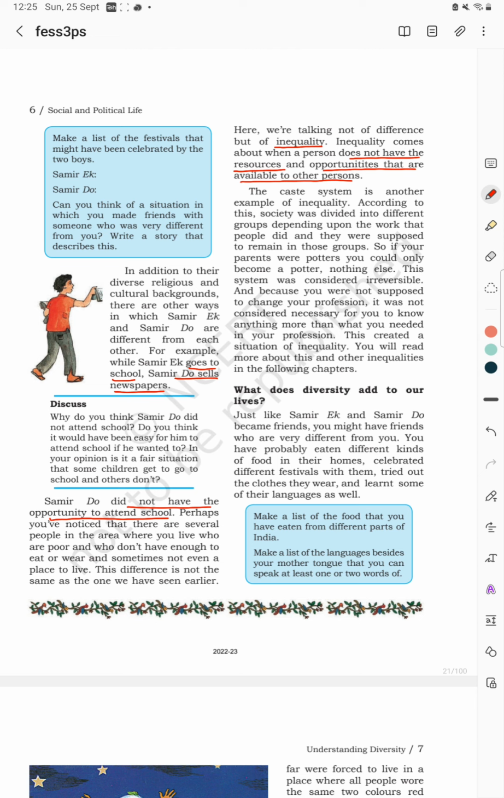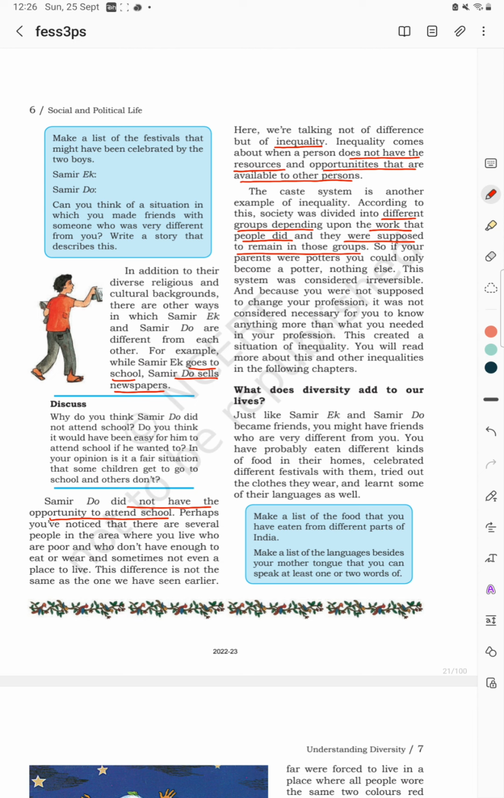So another example of inequality is the caste system. According to our caste system, society was basically divided into different groups depending upon the work that people did, and they were supposed to remain in the same groups. For example, if someone's parents were potters, he could only become a potter and nothing else.